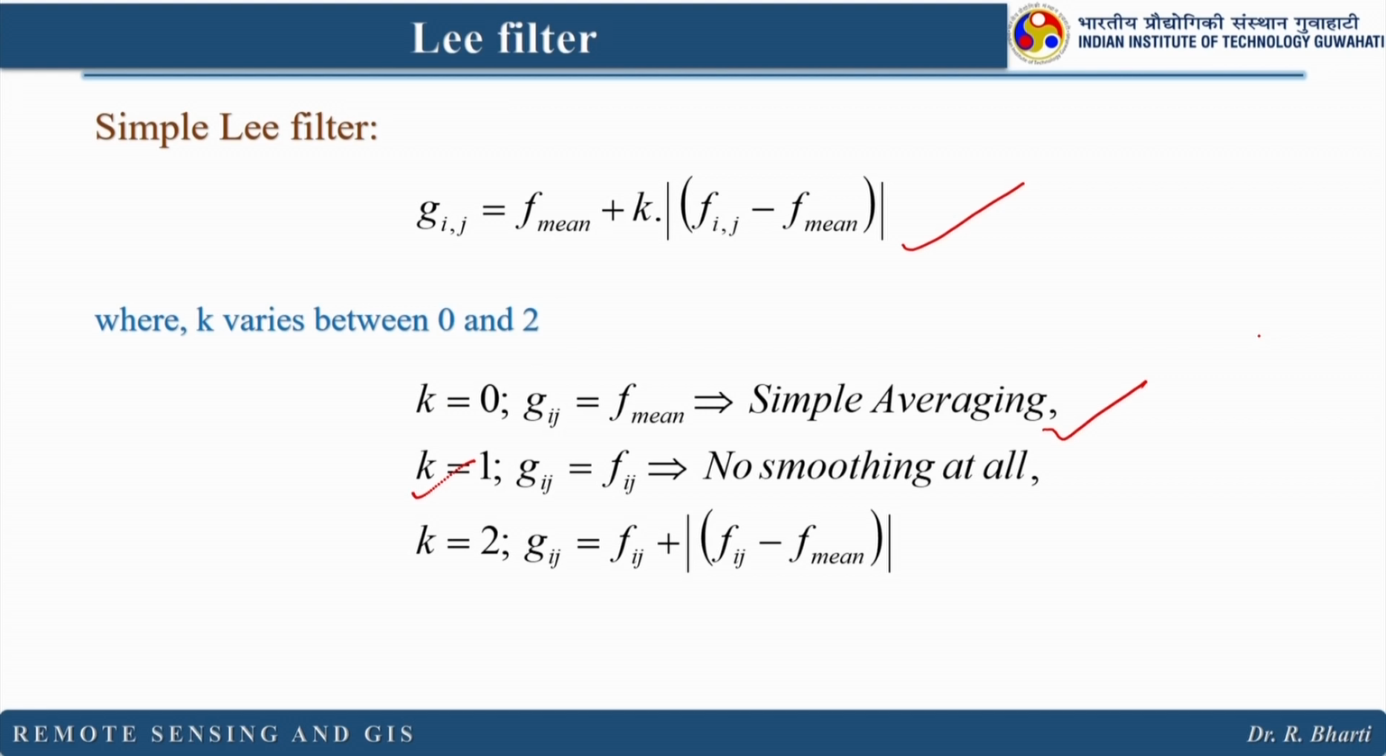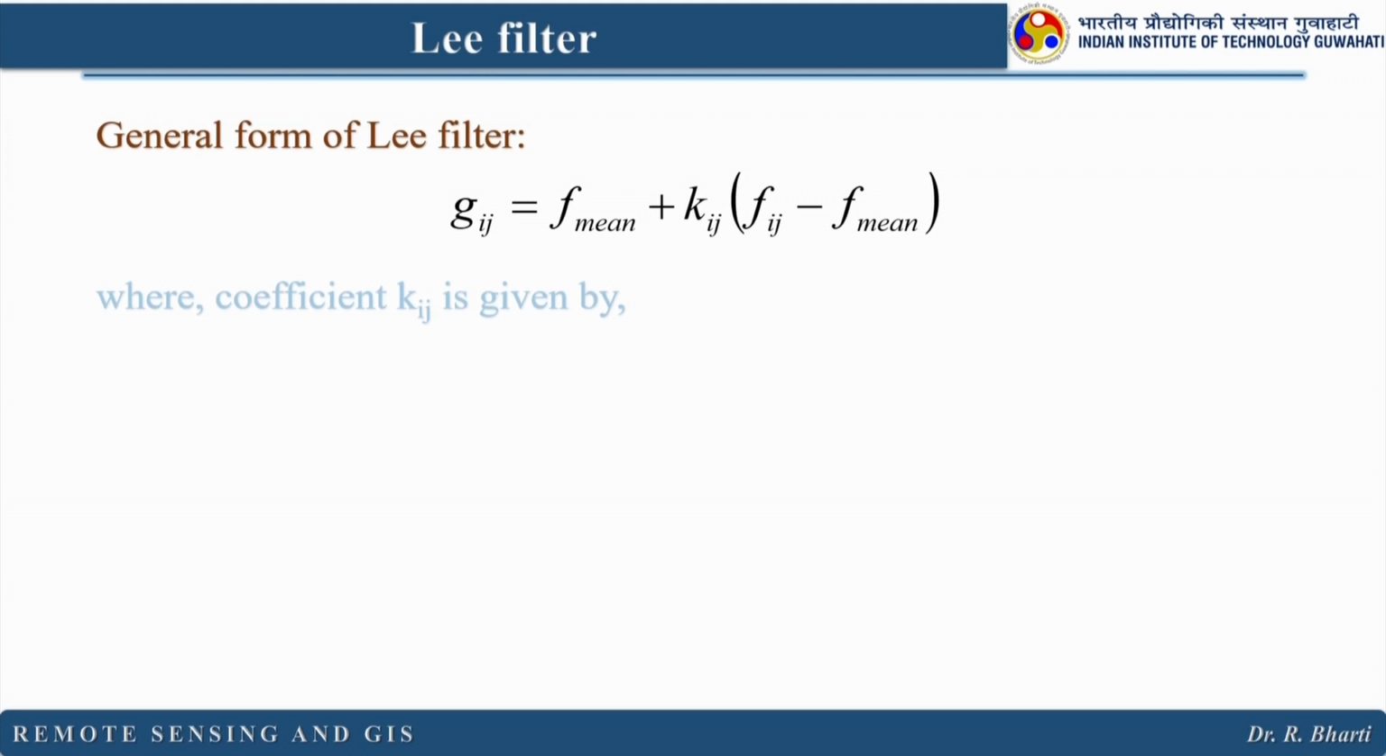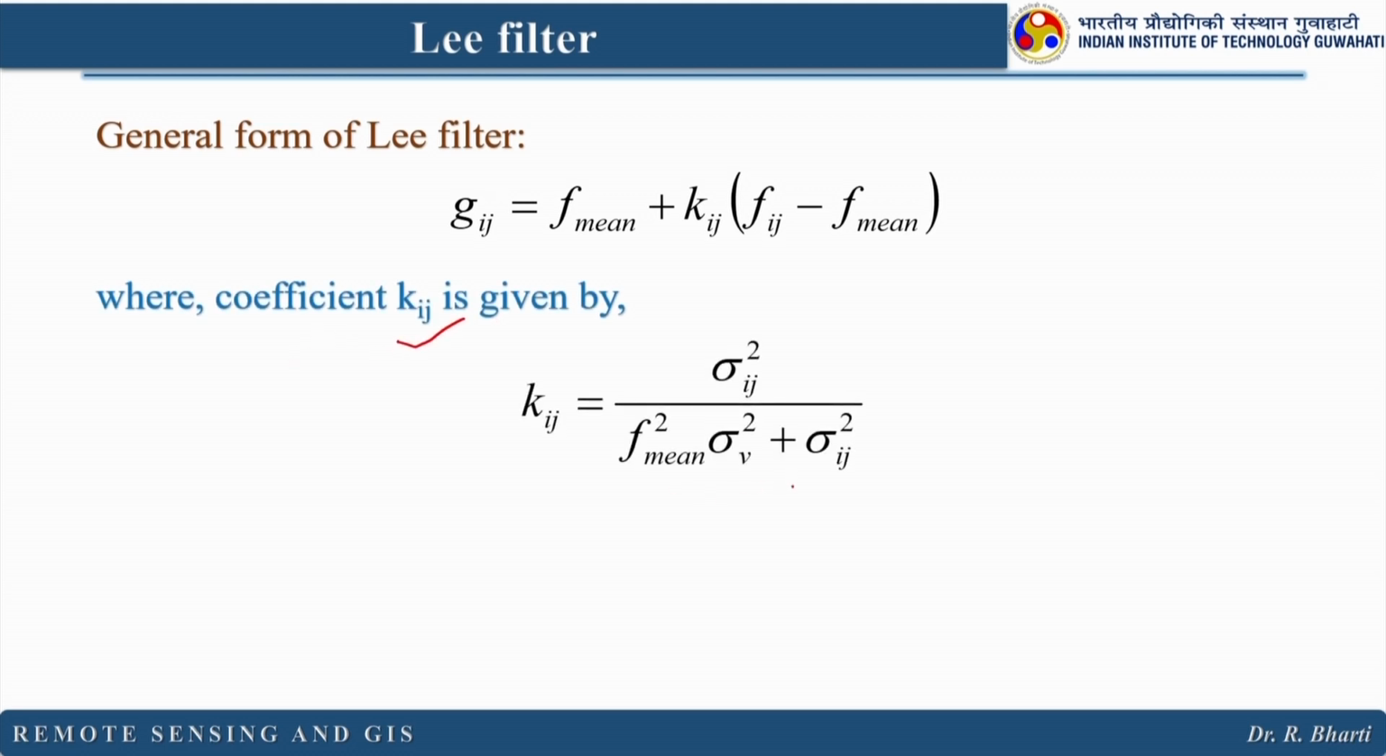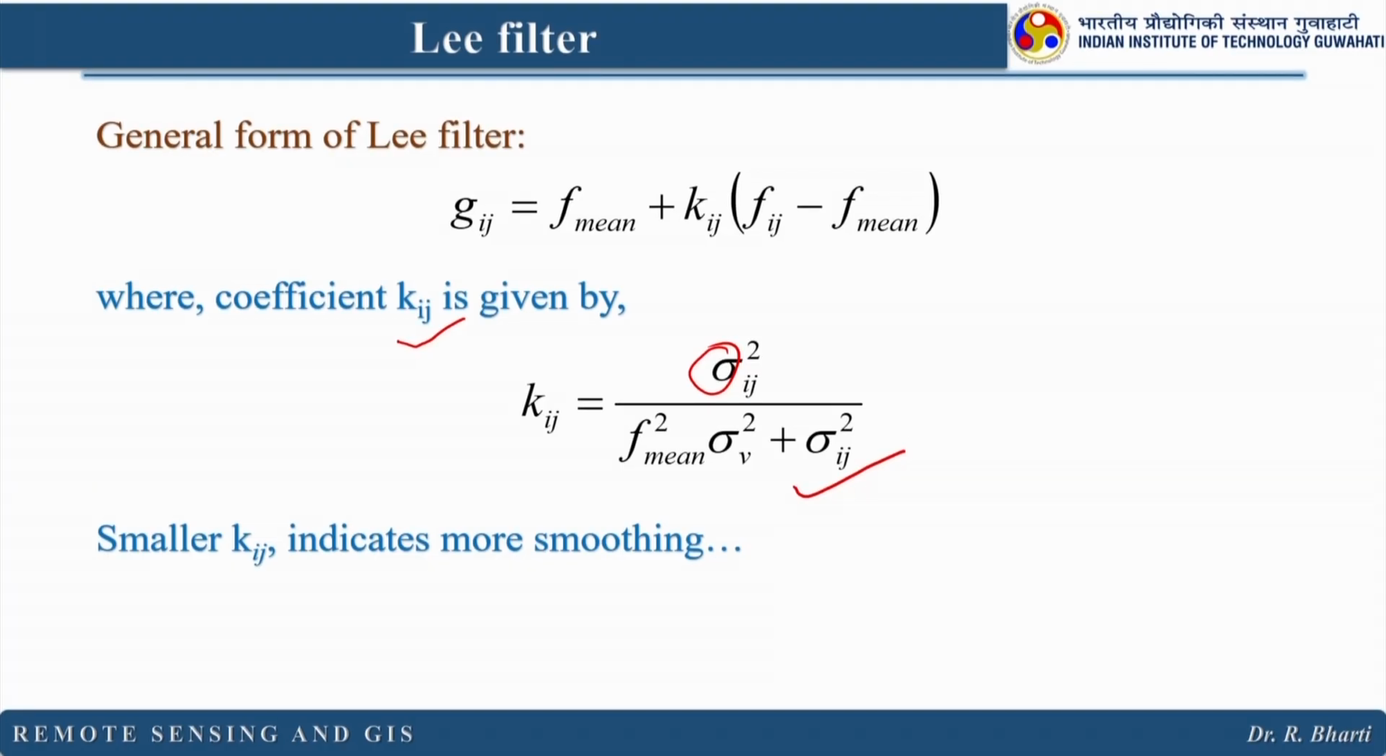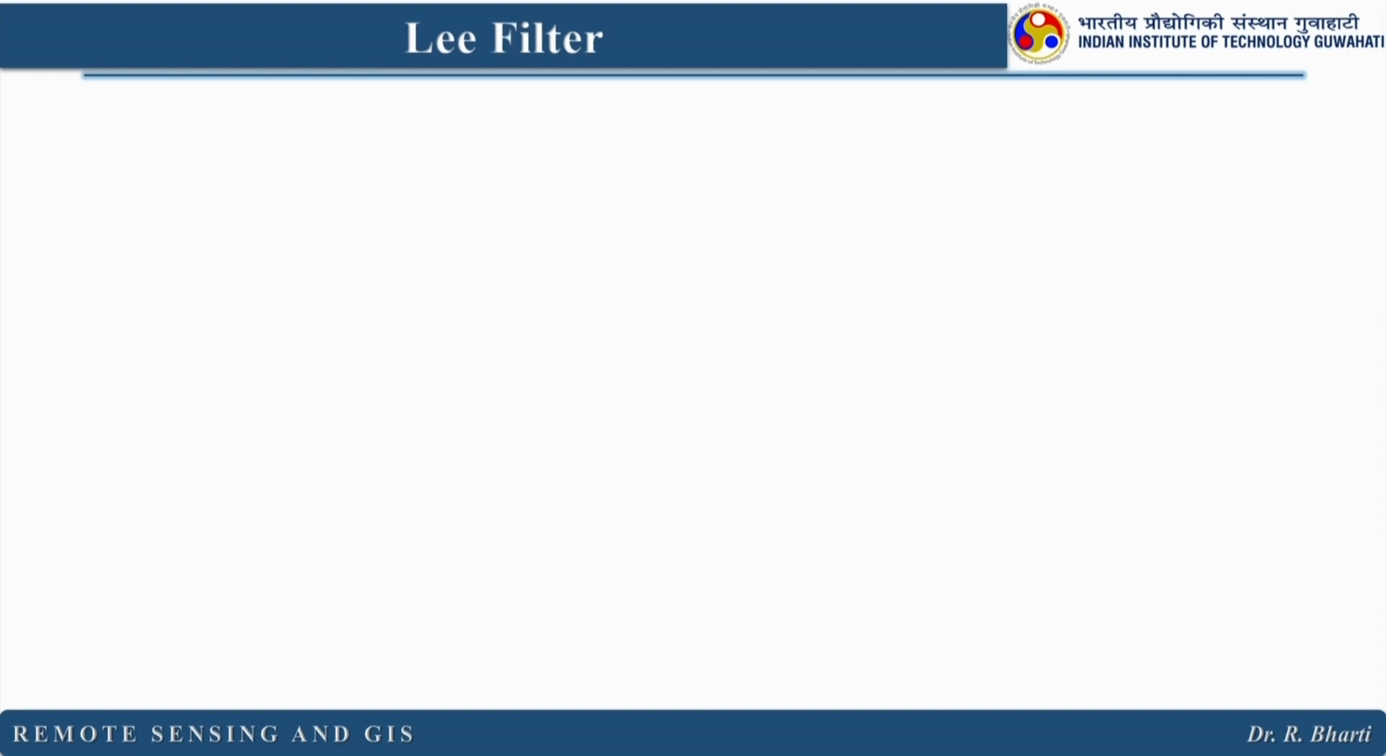Now the general form of the Lee filter is basically this one, right, where the coefficient Kij is given by this, where we are using a standard deviation, and a smaller Kij indicates more smoothing. So a smaller Kij value indicates more smoothing. This is very important. When you are going to run this particular method on your image, you have to make sure that this value is higher when you don't want to smoothen your image, right.